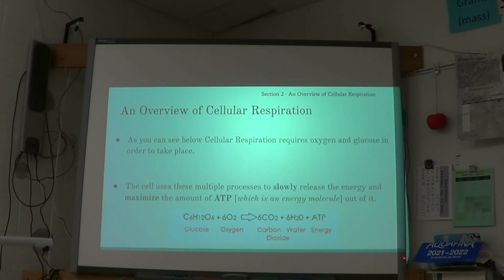Okay, again, the ultimate goal is to slowly release energy to maximize the ATP output. The example I used yesterday was the tank of gas, and I like it from the standpoint of if I have a whole tank of gas and I slowly release that energy, I can get a couple hundred miles down the road, a couple hours down the road.